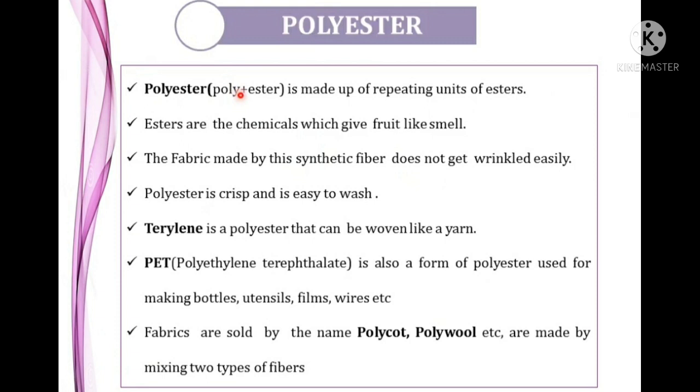Next is polyester. Polyester is made up of repeating units of a chemical called ester. Polyester does not get wrinkled easily. It remains crisp and it's easy to wash. Terylene is a popular polyester that can be woven like any other yarn. PET is a familiar form of polyester which is used for making bottles, utensils, etc.